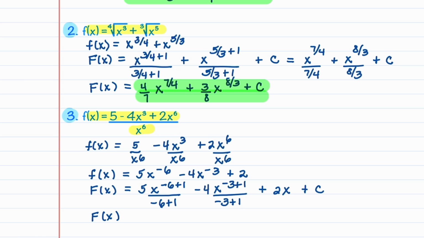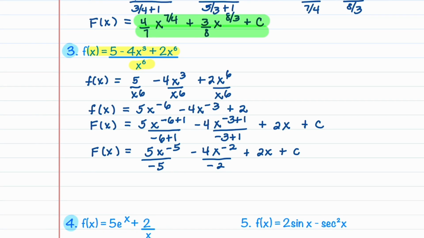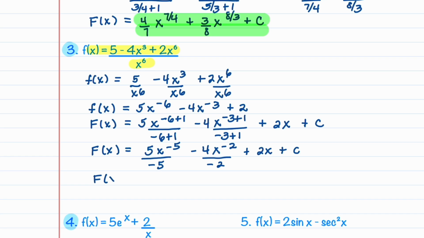This is capital F of x is equal to 5x to the minus 5, all divided by minus 5, minus 4x to the minus 2, all divided by minus 2, plus 2x plus c. Now we just have to simplify it once more, and we'll get our answer. Capital F of x is equal to minus 1, all divided by x to the 5th, plus 2, all divided by x squared, plus 2x plus c. And there's our final answer.